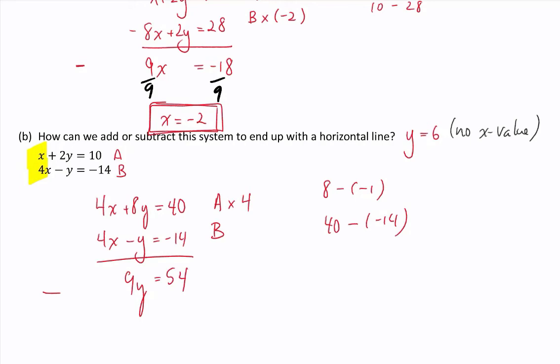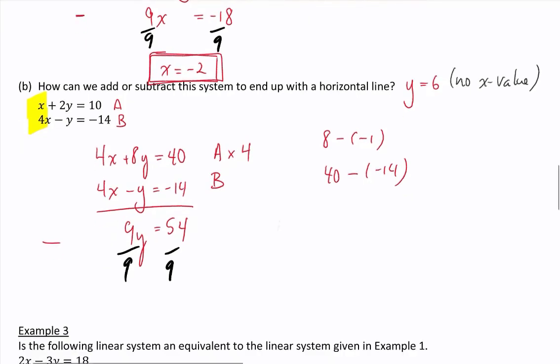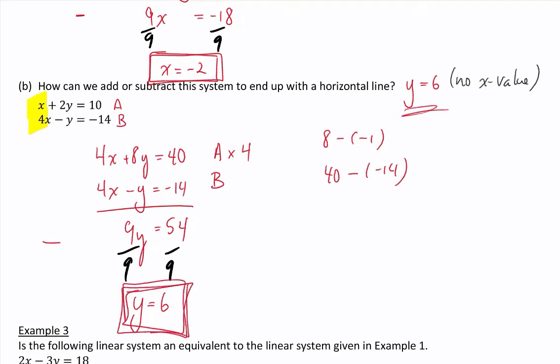And it just happens that I got 9 again. It doesn't always happen this way. I'm going to divide both of these by 9 to get rid of that coefficient from the y. And that tells me that y equals 6. Notice that matches what we started with. So this would be the y value for the point of intersection, or more specifically, the horizontal line that passes through the point of intersection.